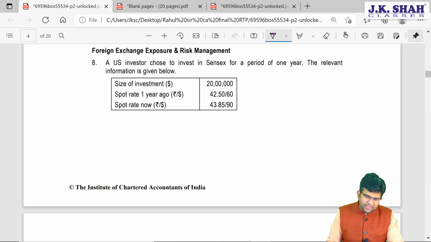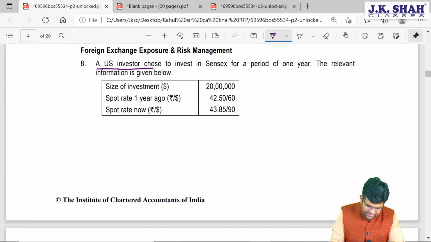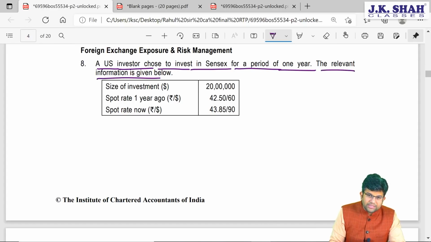Okay students, so now this question number 8 is from the chapter of Forex, that is foreign exchange exposure and risk management. Let us try to understand. They are saying a US investor chose to invest in Sensex, which means a US guy is investing in India for a period of 1 year. The relevant information is given below.